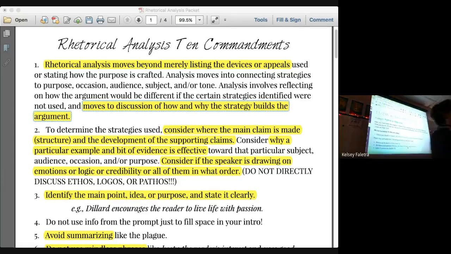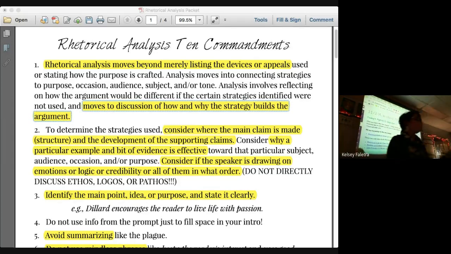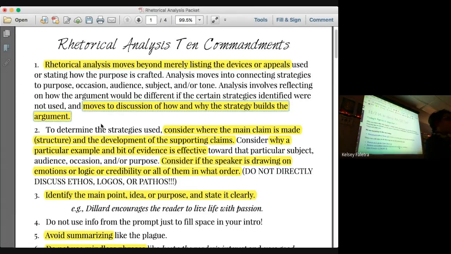Number one, rhetorical analysis moves beyond listing devices or listing appeals. And we have talked about that. That's why we have the pressy, right? You are not supposed to just say the author does this, this, and this, and then talk about this, this, and this. You are looking at the text holistically. You are discussing how and why the strategy builds the argument. You, of course, address the rhetorical situation. Otherwise, you're not doing your job as a person who's doing rhetorical analysis.